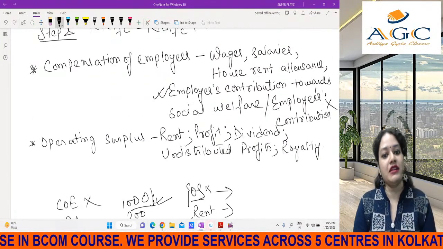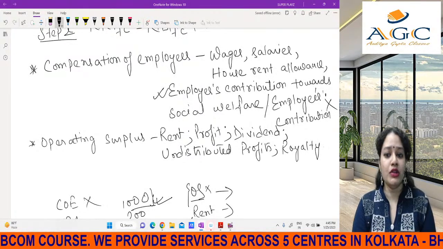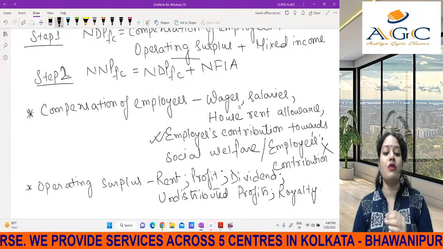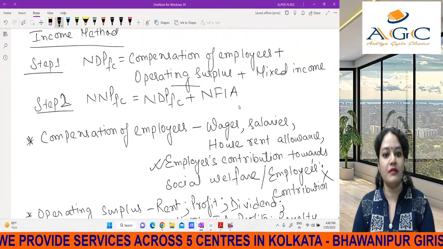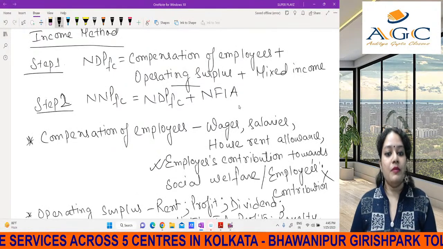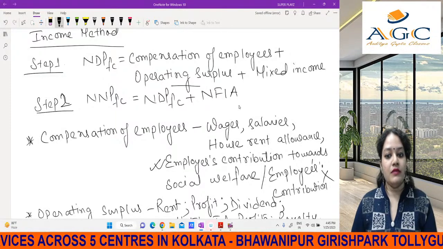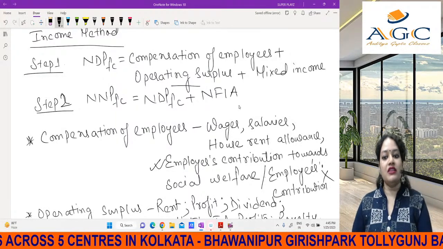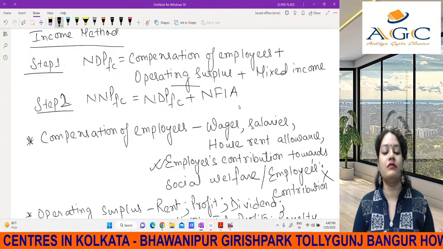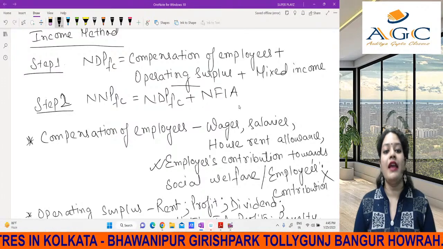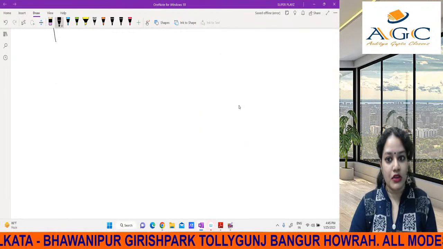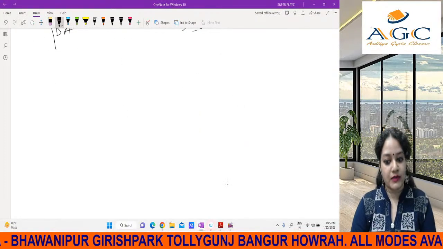And mixed income, the value is given as a total. So if we know what our compensation of employees is, what our operating surplus is, and the value of mixed income, we can get our NDPFC. Now, after we have got our NDPFC, we can get our NNPFC from there if we know what the factors are that are changing and what exactly we have to do, like going from gross to net, from national to domestic or domestic to national, and MP to FC. Okay, so we will do a sum on this and then we will go on to our expenditure method.